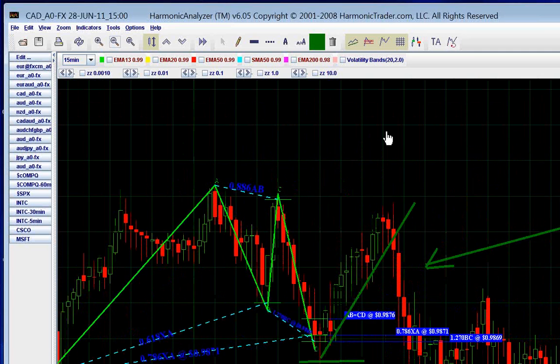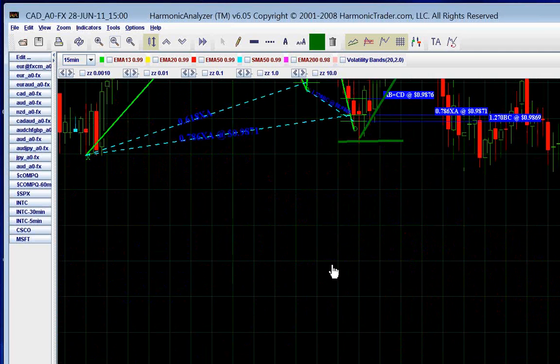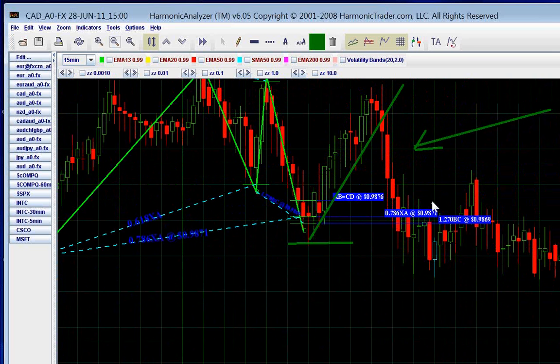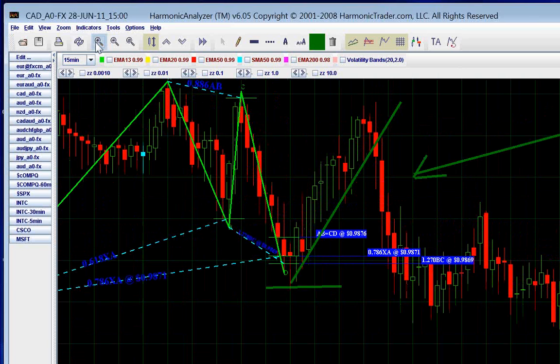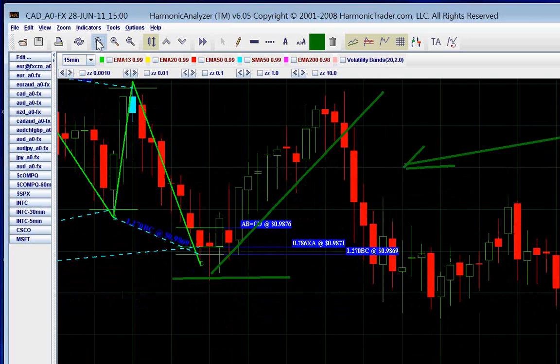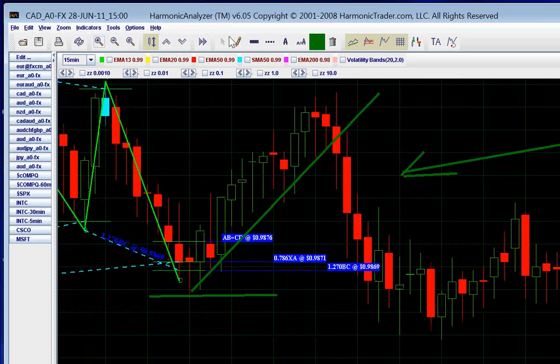Again, look at this. That is perfect. There's a potential reversal zone right here. So no matter how far that trend has persisted, if we're looking at this, look at that zone. There's your ABCD, there's your 786, there's your 127 BC. Those are three mandatory minimums.